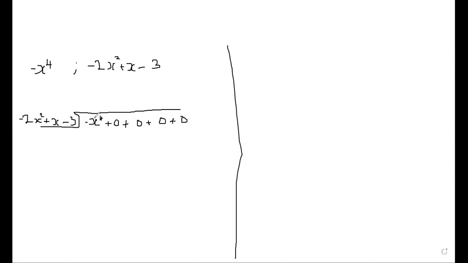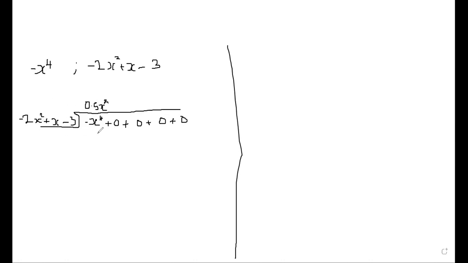Definitely this guy goes into this guy, 0.5x to the power 2. I hope you guys are following me. When you divide negative x to the power 4 by negative 2x to the power 2, what you get is actually 0.5x squared. Are we in agreement? I suppose we are. Then you multiply these guys.